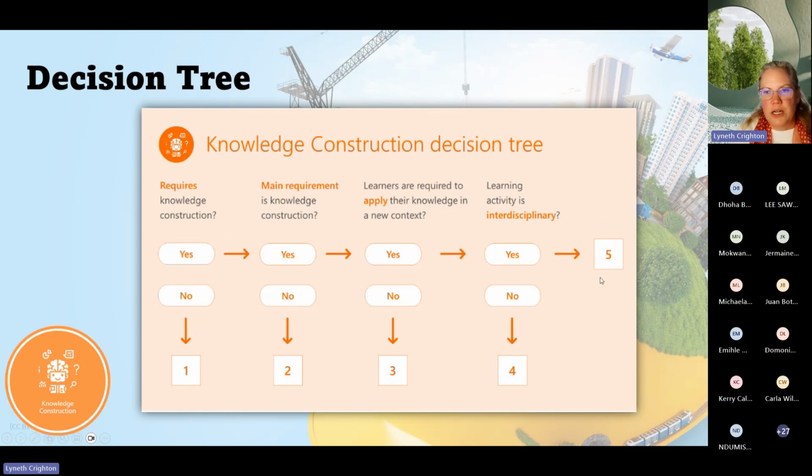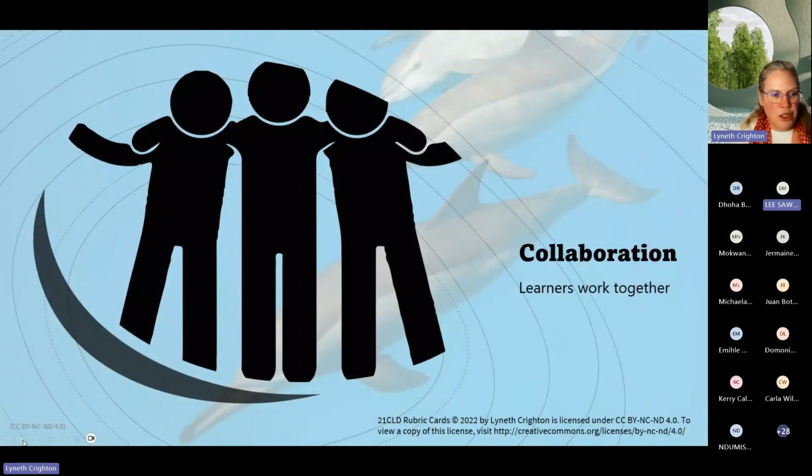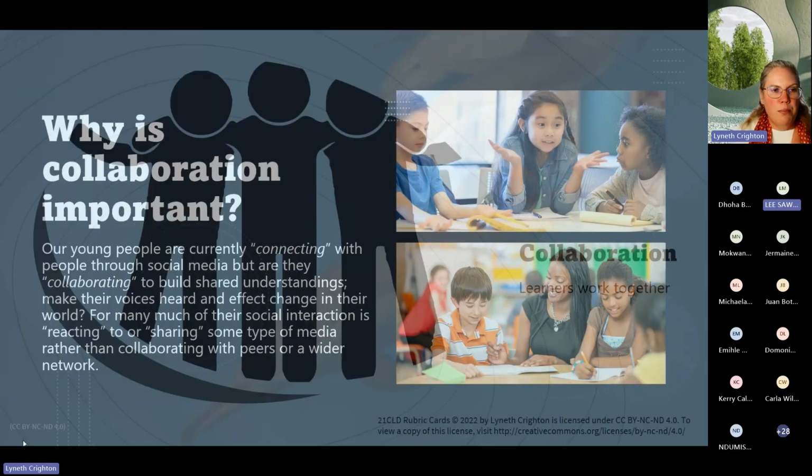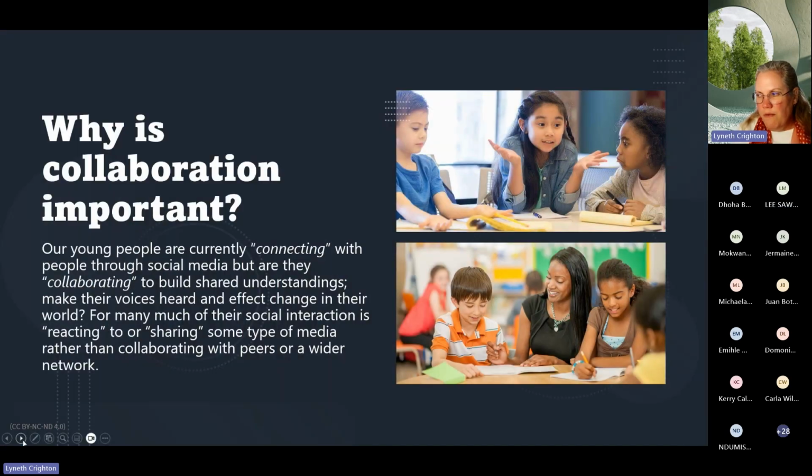And knowledge construction has 5 levels. So collaboration, for me, always reminds me of the dolphins working together in the sea. So for me, it's blue. Why is it important? Well, because every job in the modern world requires people to work together. So we have to teach our learners the skills of working together so that they can collaborate to create new knowledge.